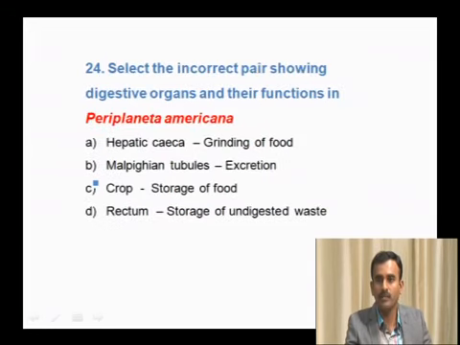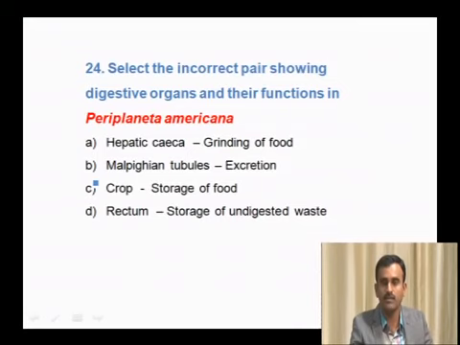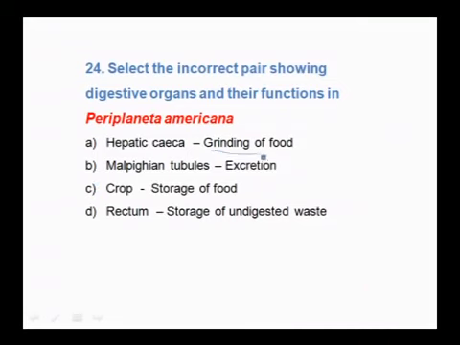Select the incorrect pair showing digestive organs and their functions in Periplaneta americana, or cockroach. We need to identify the incorrect pair associated with the digestive organs. Look at the first one. Hepatic ceca helps in grinding of food is the wrong match. Why? Because grinding of food is done by the gizzard, not the hepatic ceca.